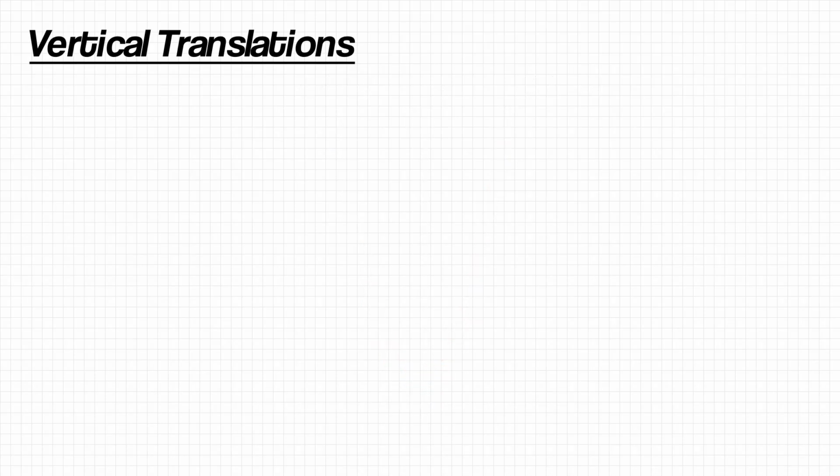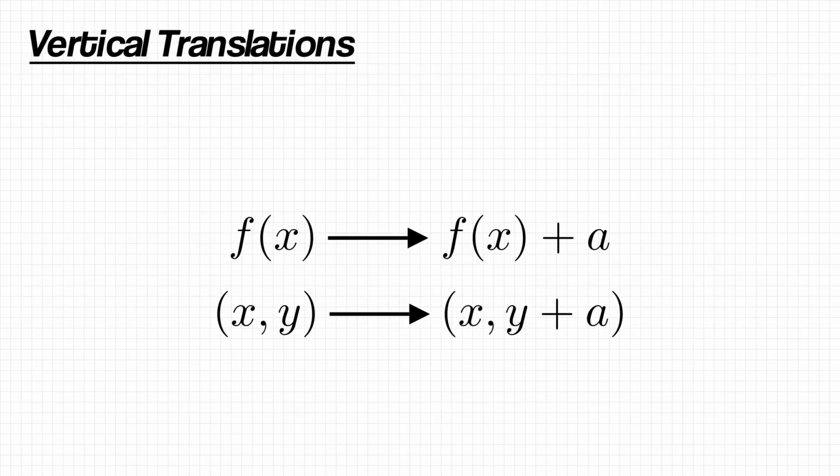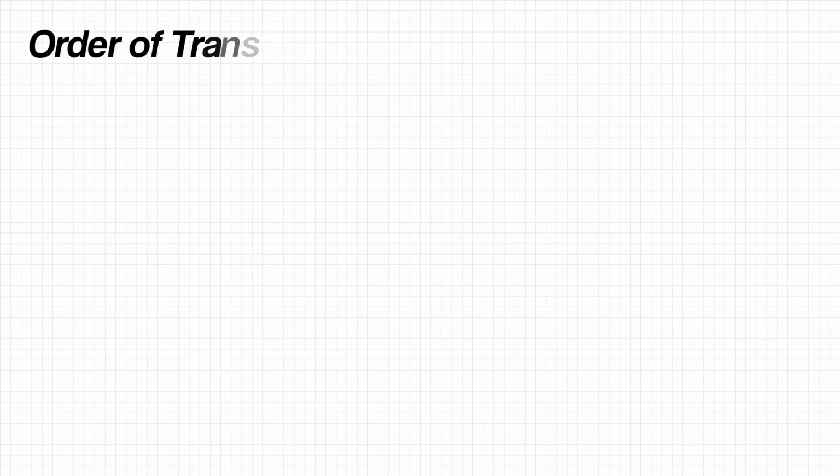So to summarize, if we want to translate a function vertically in the y-axis, that corresponds to transforming the graph of f(x) into the graph of f(x) + a. To perform the transformation, we take any (x, y) point on the graph of f(x) and add a to the y coordinate. Note that if a is positive, the graph is translated up, and if a is negative, the graph is translated down. Now let's take a look at the order we should perform transformations in.